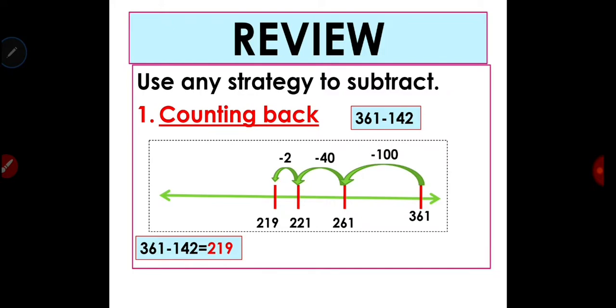Use any strategy to subtract. The first one, we can count back to subtract. Take a look at this example. 361 minus 142. 361, count back 100 is 261. 261, count back 4 tens is 221. 221, count back 2 ones is 219. So, 361 take away 142 is equal to 219.